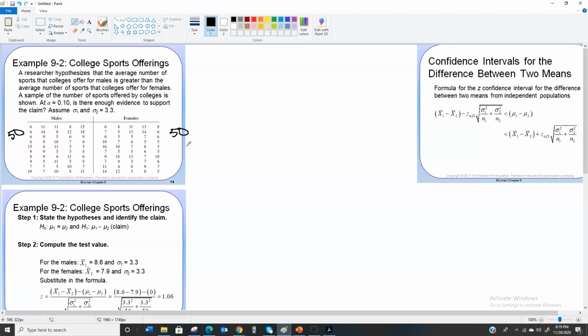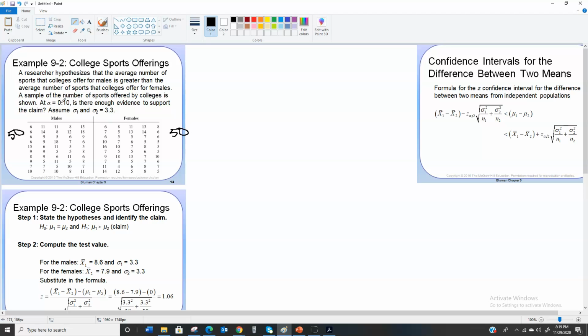Then you would randomly sample 50 colleges and count their sports for the females and their sports for the males. But you would not just say, I'm going to sample 50 colleges and count the male and female at those colleges. Those would not be independent samples. So to keep these independent, you would literally do a sample of 50 for the males, and then do a completely new sample of 50 and look at their females' sports.